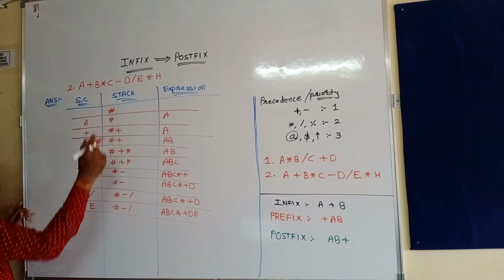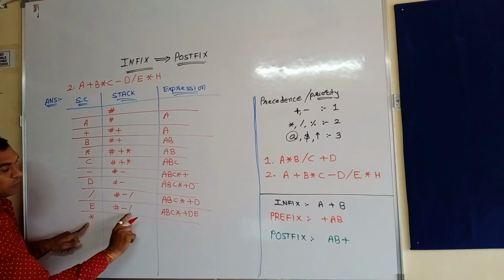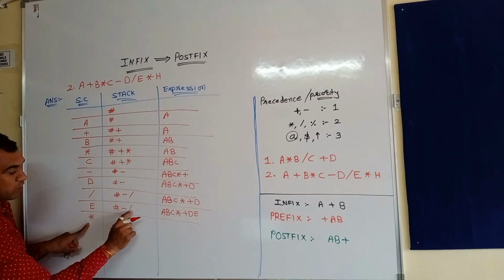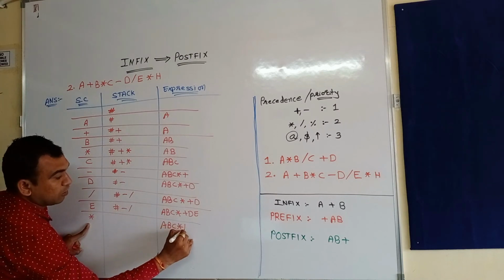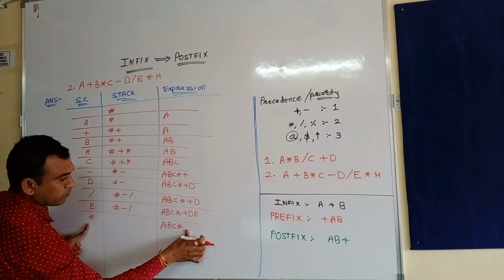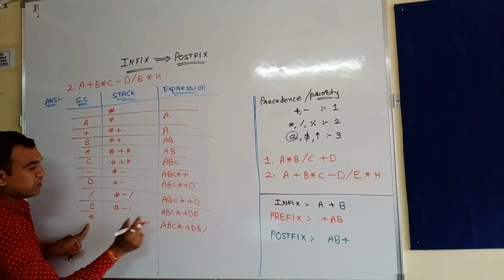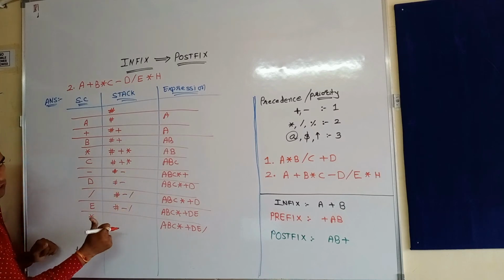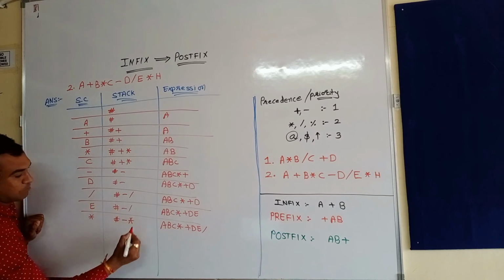After E, we have multiplication. Multiplication is compared with the stack. Division has precedence 2. Multiplication is also at precedence 2. Greater or equal, that is right. So division will be removed from the stack. After removing division, we compare with the minus, but minus has lower precedence, so it cannot be removed. So minus stays as it is, and then multiplication goes after it.